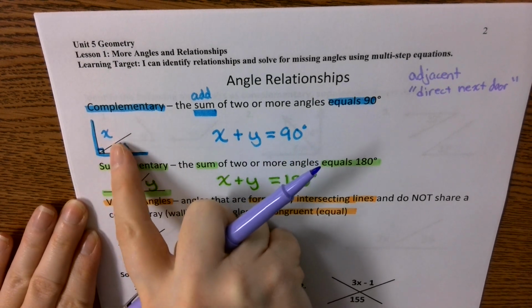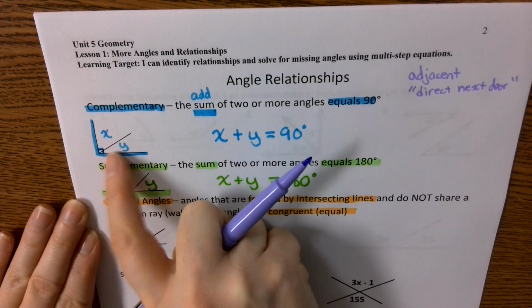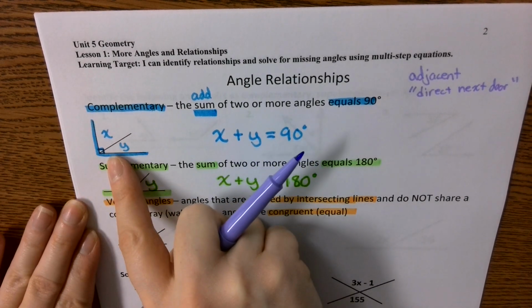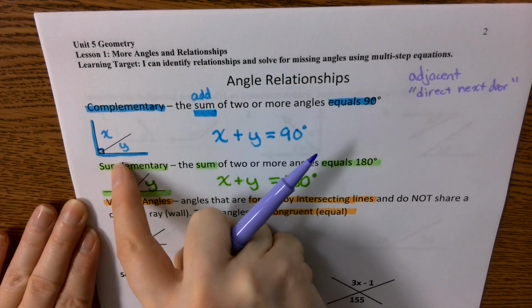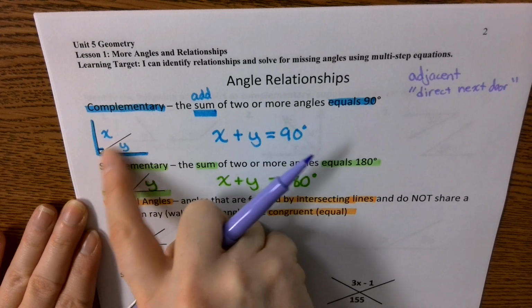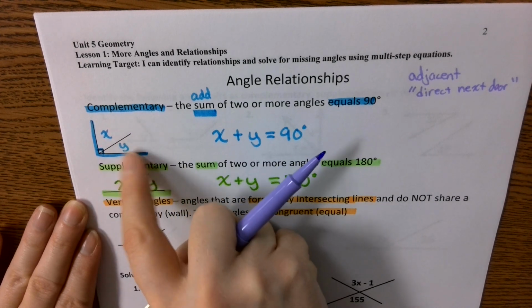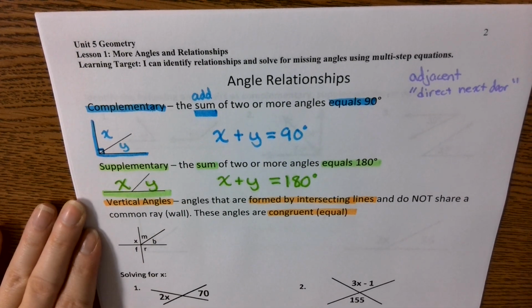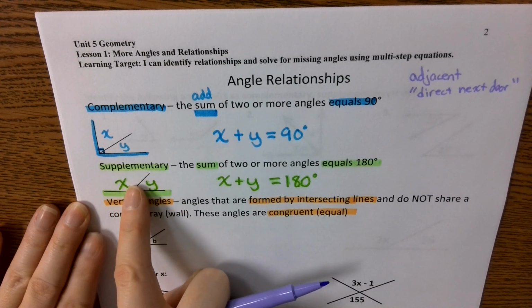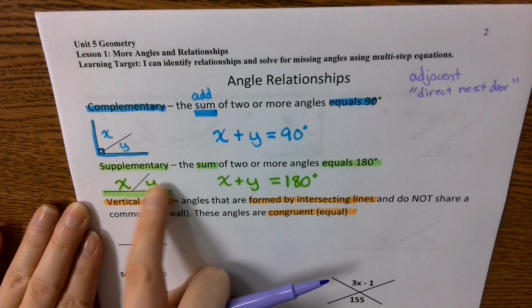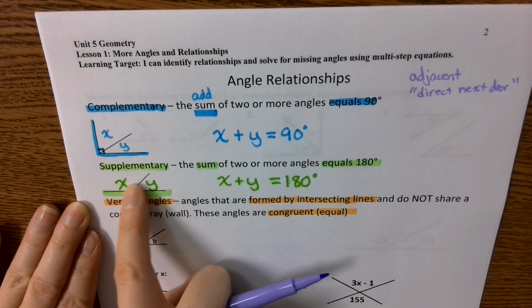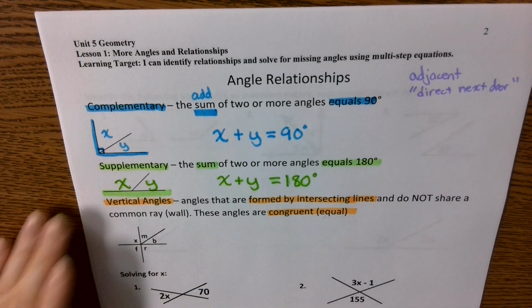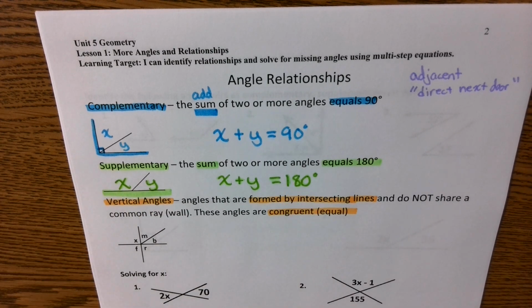So X and Y in this case are adjacent to each other as well as complementary. They're adjacent because they are directly next door to each other. They share a common ray, and they also happen to equate to 90 degrees. Same thing with this X and Y. They are directly adjacent because they're right next door. They share a common wall, and they also happen to be supplementary because they equal 180.